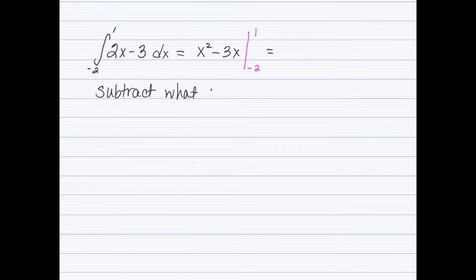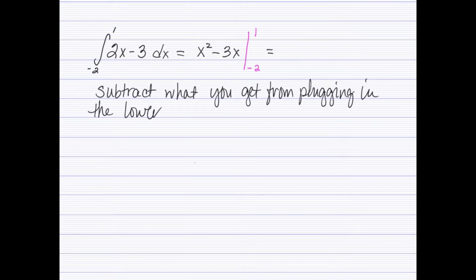So when you use the bounds, you put the upper bound in the x squared minus 3x, and you put the lower bound in the x squared minus 3x, and then you subtract to find the difference between those. So it's plug in the upper bound, subtract, plug in the lower bound. That's all there is to this, and it's not too difficult.